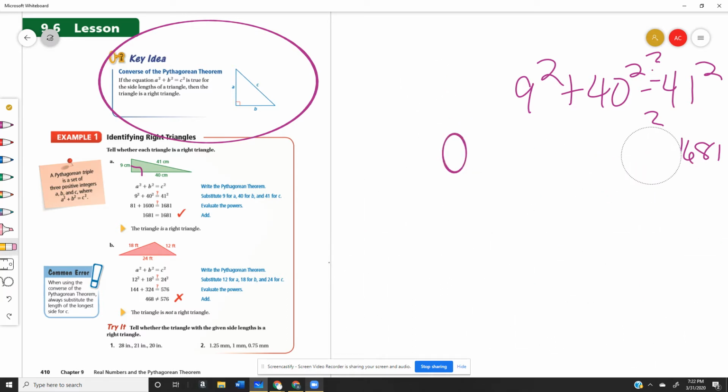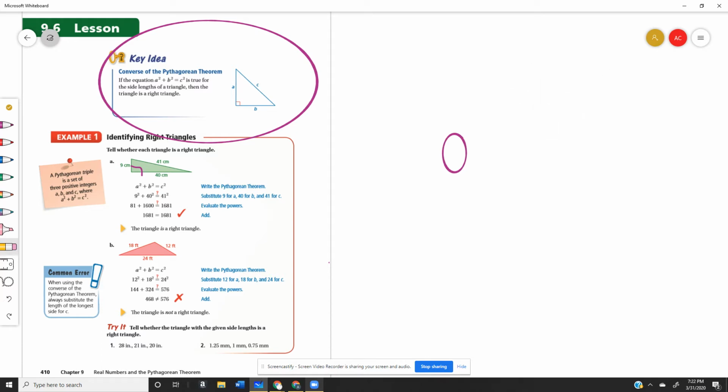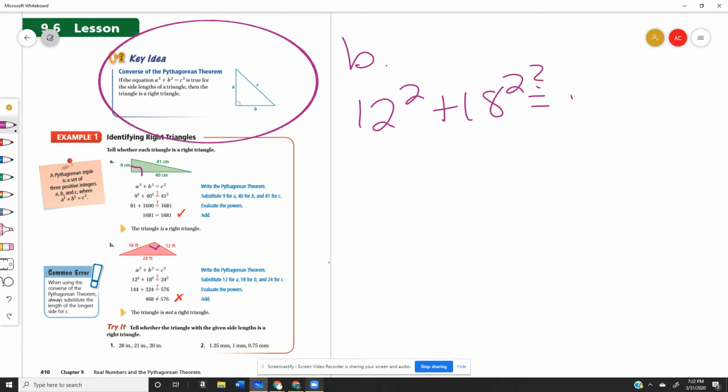Okay? So let me go ahead and erase. That was A. Now we're going to look at B. Okay, let's look at B now. B, they give us a triangle, and it looks like this angle right here might be a right angle. Okay, so remember my legs are the ones that are connected to the right angle. That means my legs are going to be 12 and 18, and we want to know if we square them, are they equal to 24 squared?